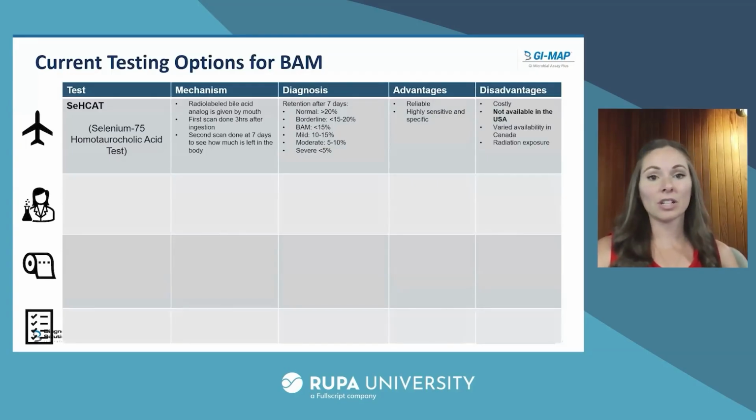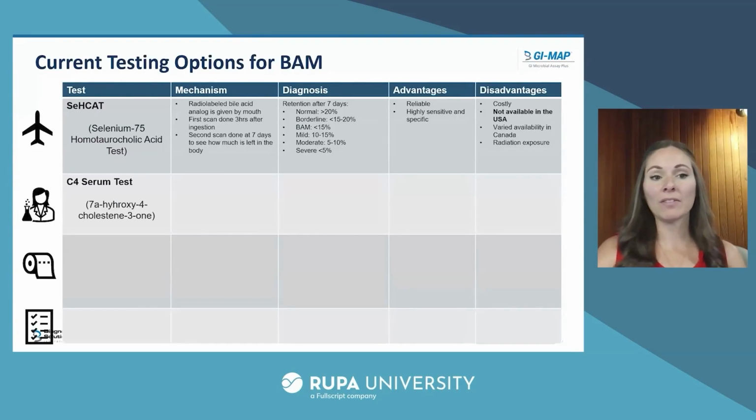So what are the disadvantages? It's quite costly, and the biggest thing is availability. It's pretty widely available in Europe, but it's not available at all in the US and really limited availability in Canada. So not something that I have ever seen that somebody's been tested for. There is a little bit of radiation exposure as well.